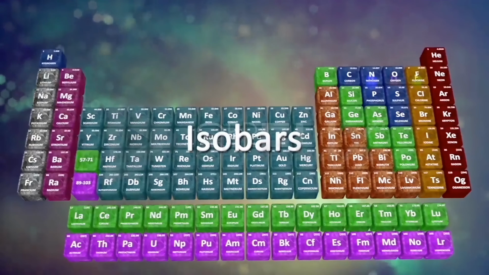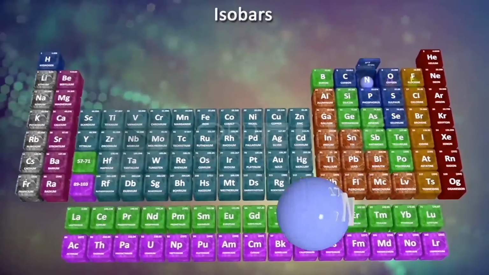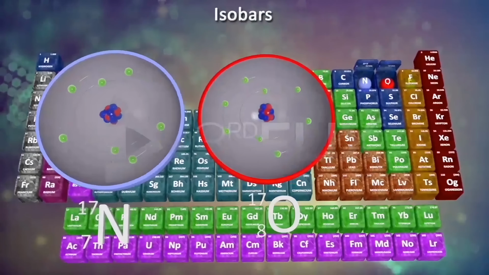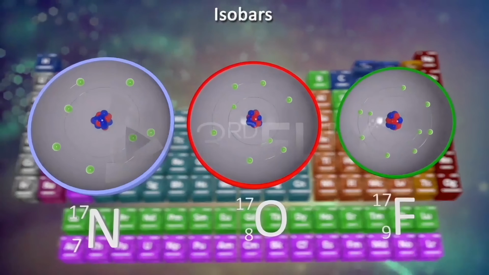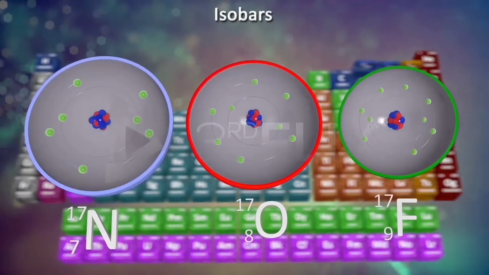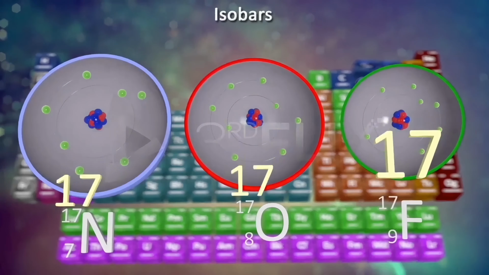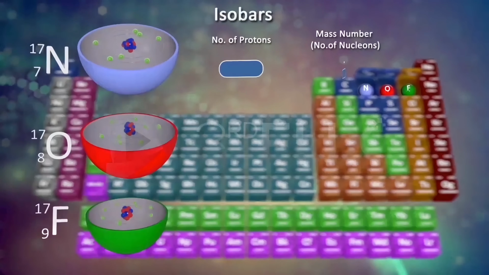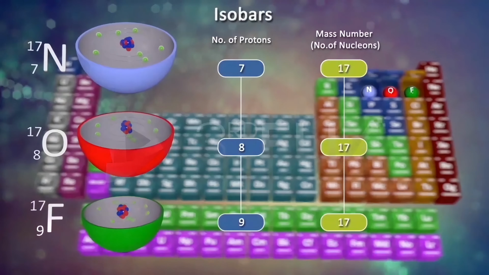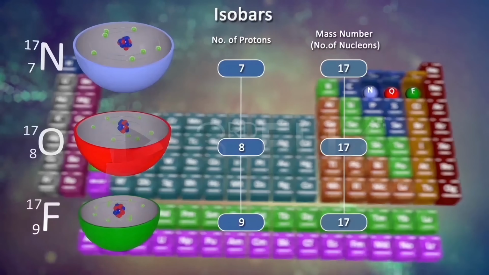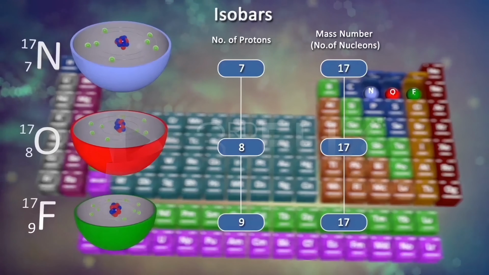Isobars. Consider the atoms of different elements like nitrogen-17 (atomic number 7), oxygen-17 (atomic number 8), and fluorine-17 (atomic number 9). The atomic numbers of these elements are different, but their mass numbers are the same. This means that these atoms differ in the number of protons, but contain the same number of nucleons, that is, the sum of protons and neutrons. Such species are called isobars.